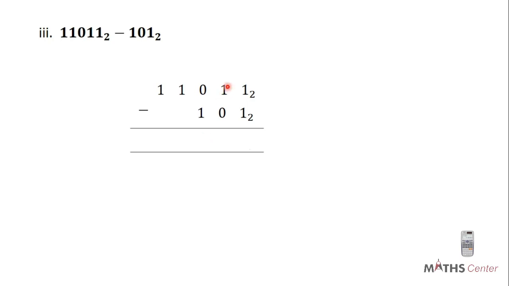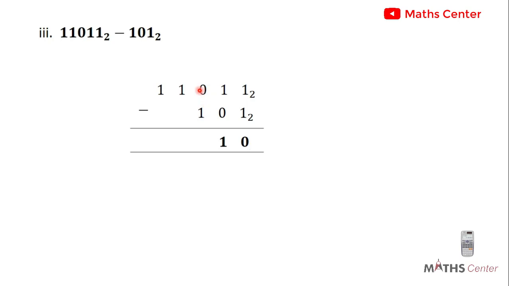So let's begin. 1 minus 1 will give us 0. We are working in base 2, so we can use 0 and 1. Those are the only digits that we can use in base 2. 1 minus 1 will give us 0. 1 minus 0 will give us 1. 1 in base 2 is 1.